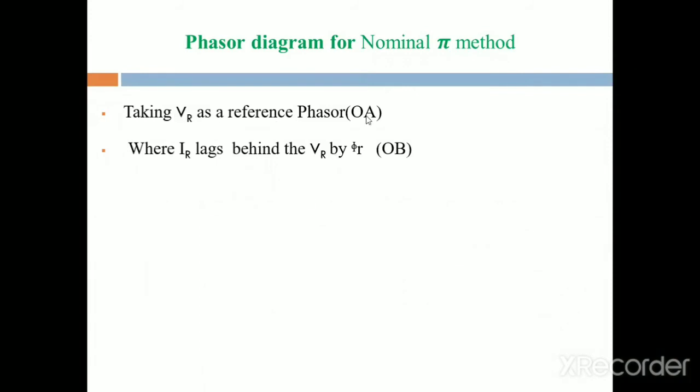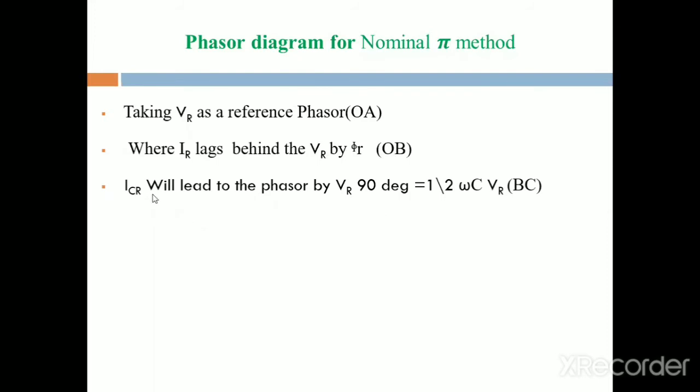Taking VR as a reference phasor, that is represented by OA. Next, IR lags behind VR by an angle of phi r, that is represented by OB. Next one is the ICR.